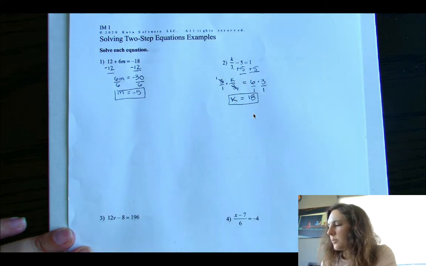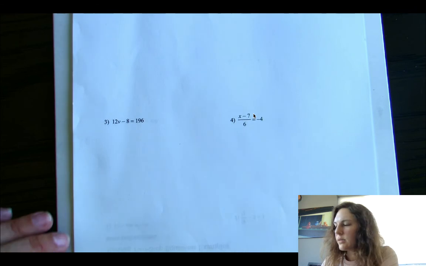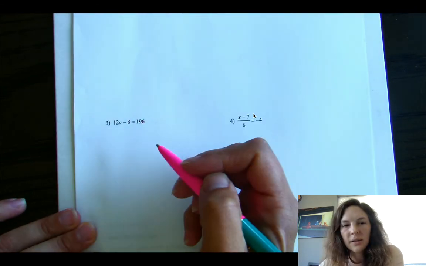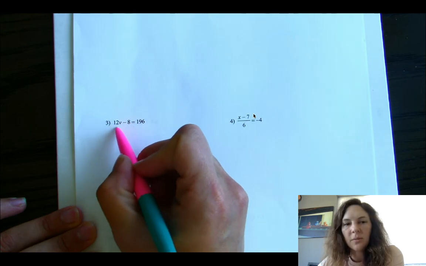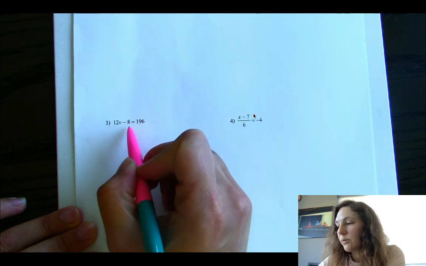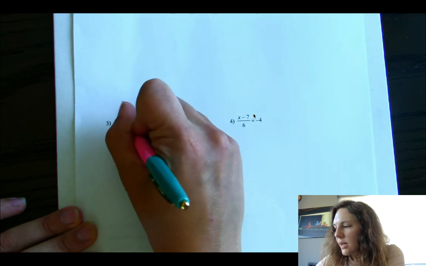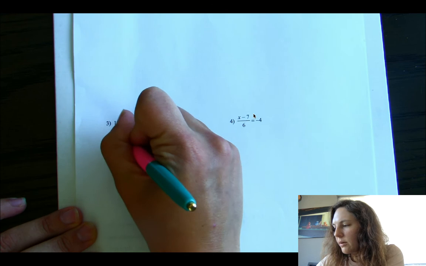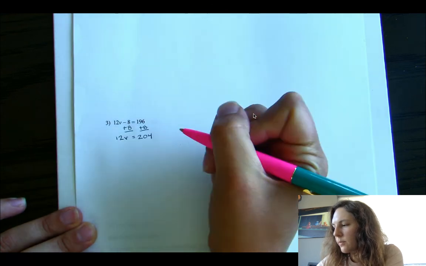The next example we're going to be looking at is 12v minus 8 equals 196. So again, I can see that 12v is where my variable is. So I need to get rid of anything that's around it. So that means I'm going to add 8 to both sides. From there, I'm left with 12v equals 204.